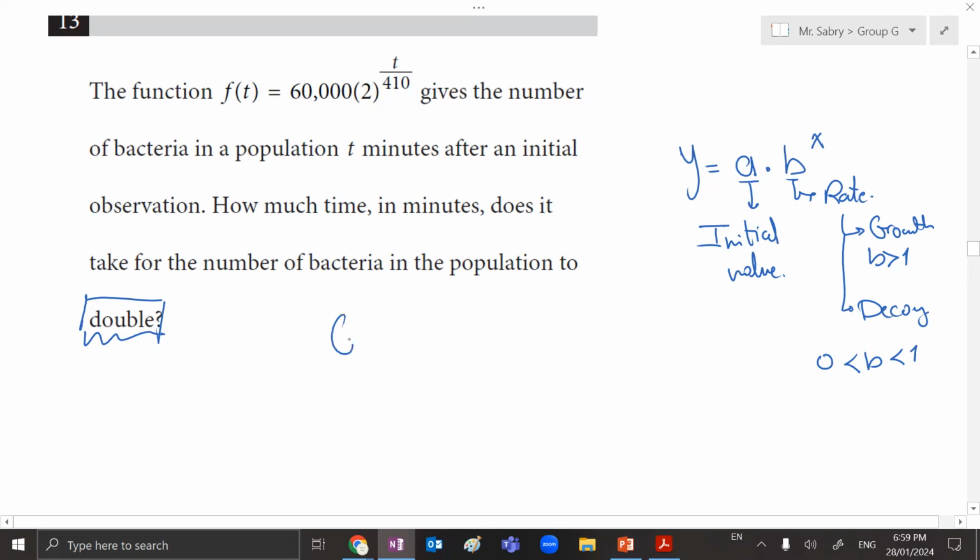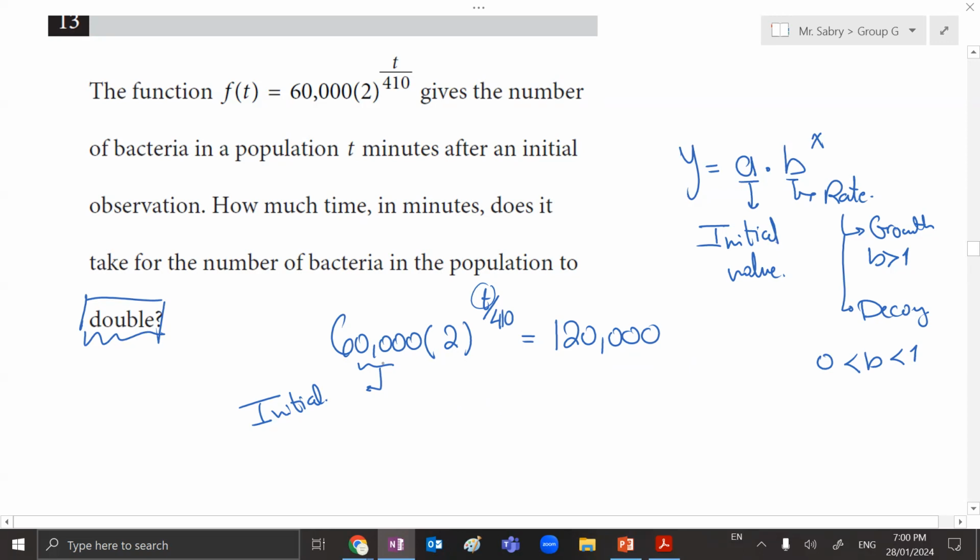So how will I think about it? Because I know the form very well. I know that the 60,000 represents the initial value, meaning it's what I started with. If I need this amount to double, it means I want it to be 120,000. So I need this equation to be equal to 120,000. Now I need to solve to find t. Does this make sense or not really?